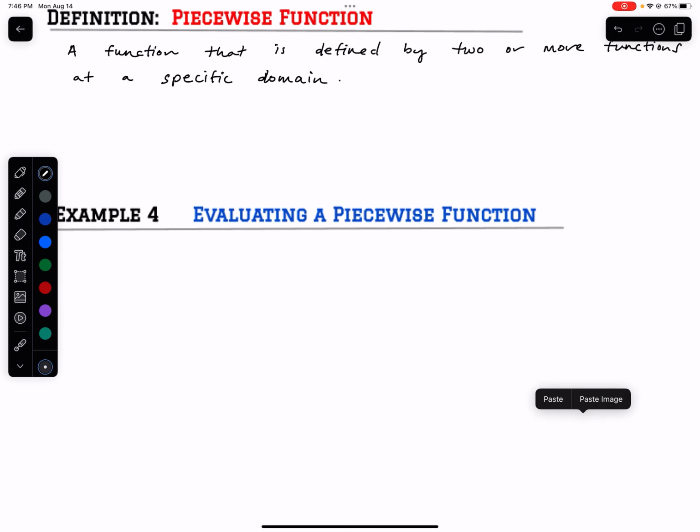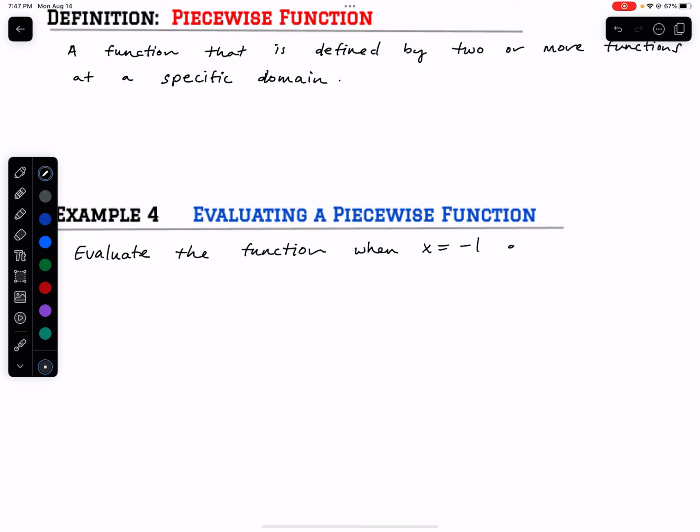So to evaluate a piecewise function, we are going to evaluate the function when x equals -1 and x equals 0. So f of x is going to equal, piecewise usually has this brace. It's going to be x squared plus 1 when x is less than or equal to 0, and x minus 1 when x is greater than 0.